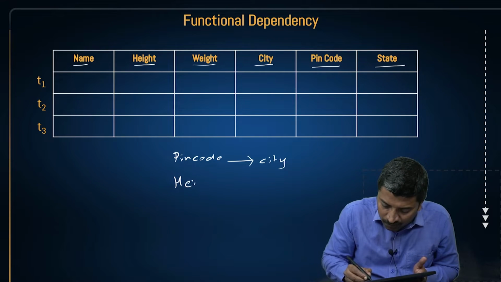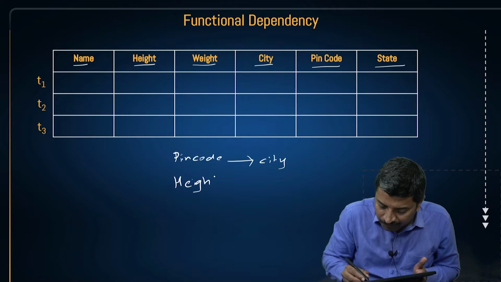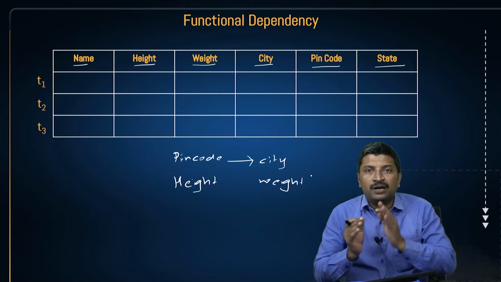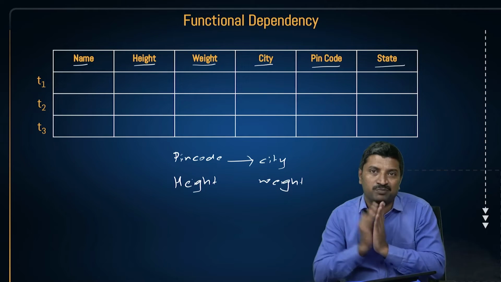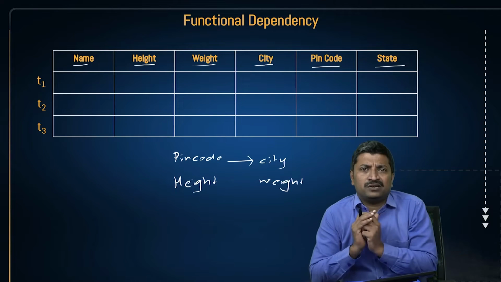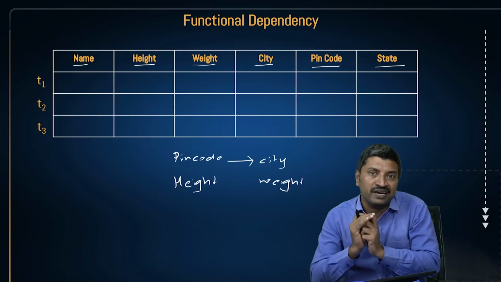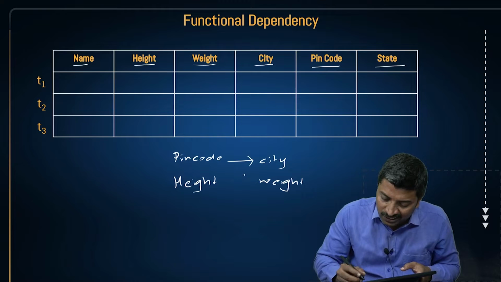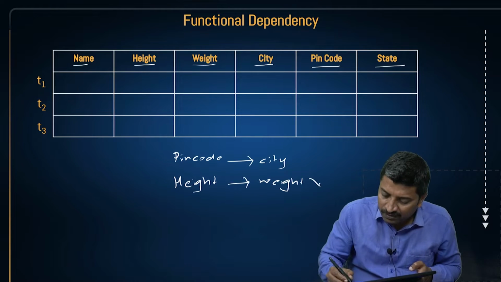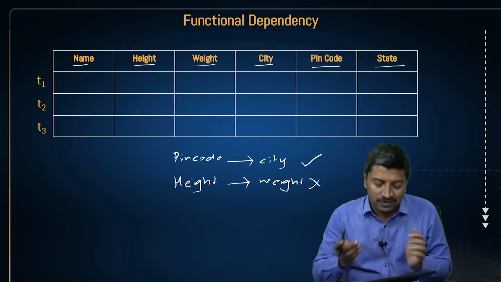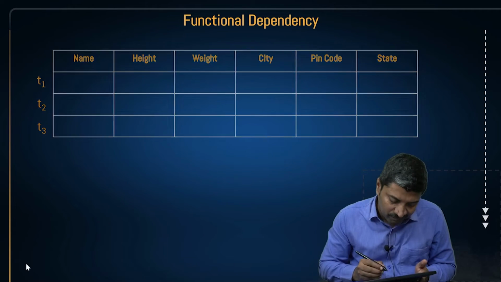Now let me give one more example. Suppose I know the height, and let us consider weight. Now assume that there are two persons with the same height. Can we say the corresponding weights are also the same? May or may not. That means the value of weight is functionally not determined by the value of height. So this is not a functional dependency, and the earlier one is a functional dependency. Is that clear, sir? Now let us see the formal definition of functional dependency.